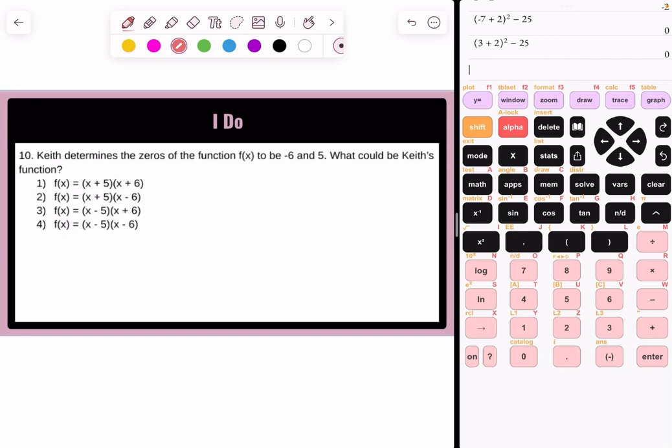I know the only way we're going to get the zero to be -6 is if in parentheses we have a +6. And the only way I'm going to get the zero to be a +5 is if in parentheses I have a -5. So I need a +6 and a -5, which is answer choice 3. Perfect. All right, let's go look at number 11.